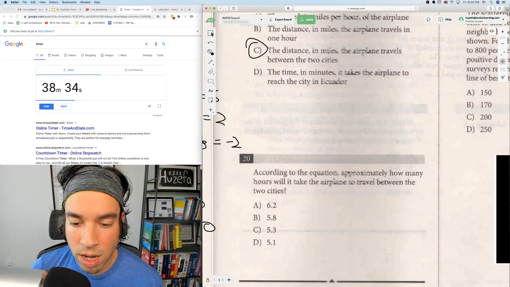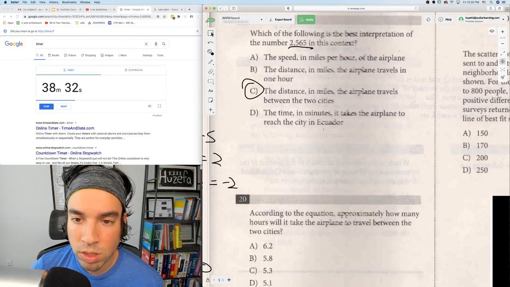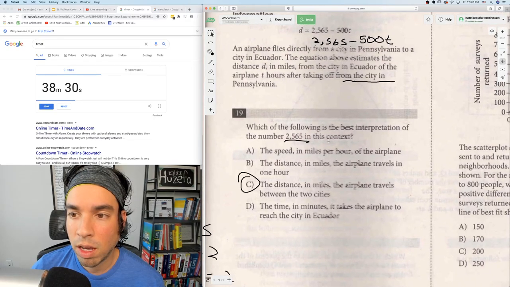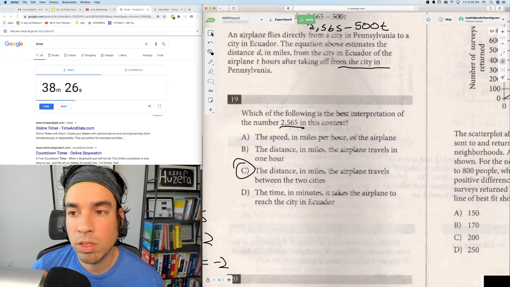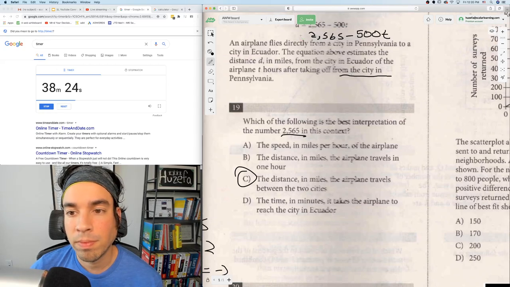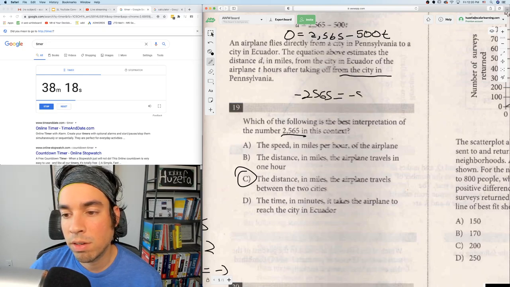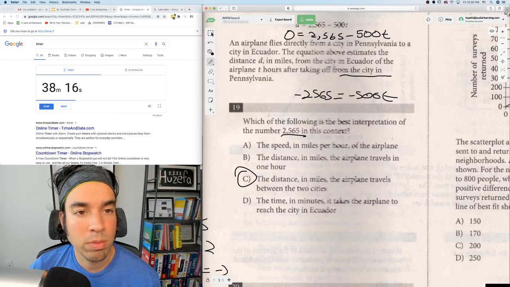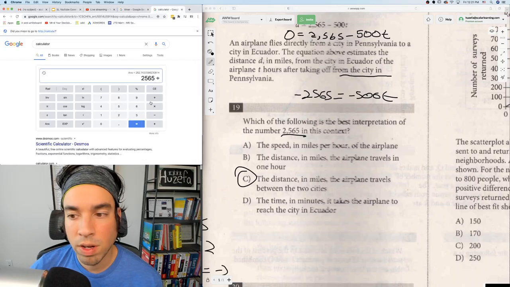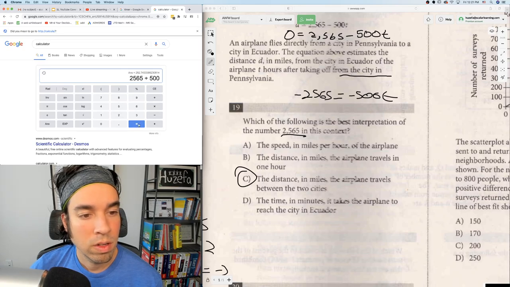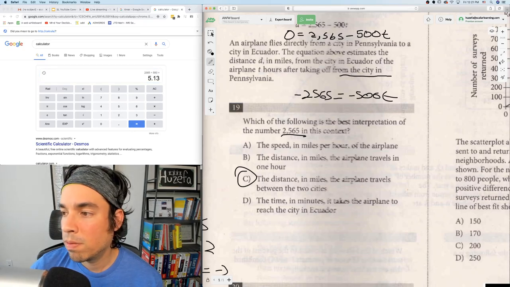All right, number 20. According to the equation, approximately how many hours will it take the airplane to travel between the two cities? Okay, it's where D equals 0. So you just set the equation equal to 0. And then it's negative 2565 equals negative 500 T. So we're going to divide both sides by negative 500. 2565 divided by negative 500 equals 5.13.